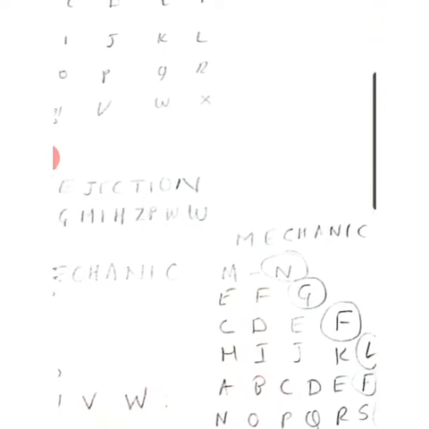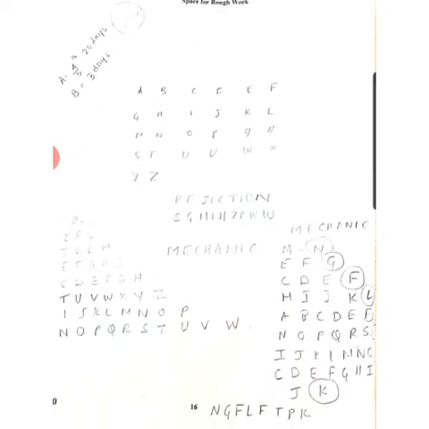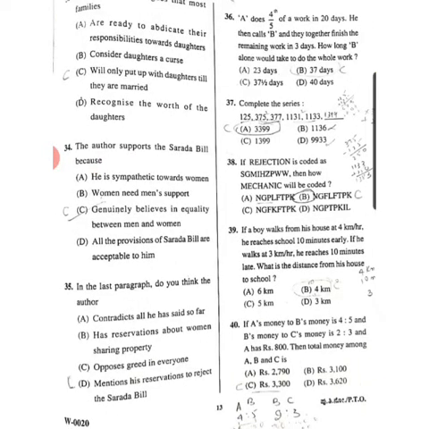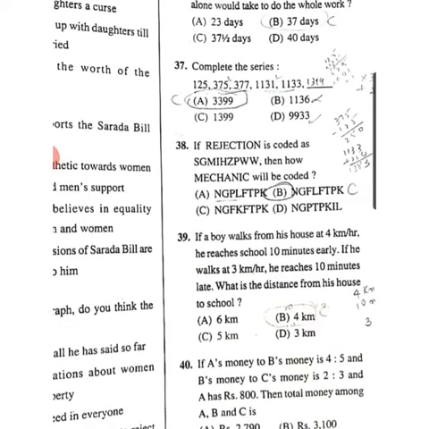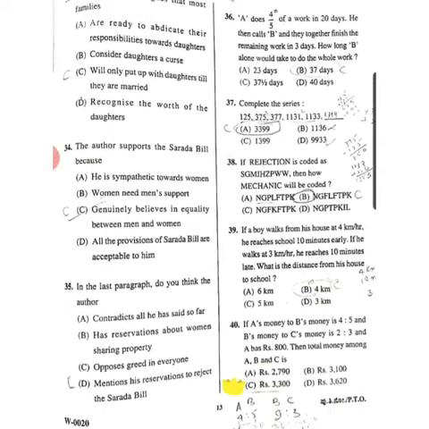Similarly, go to mechanic and then solve it just like that. M and N, then you have E and G, you have C and F, H and L. And after you're done with these few things, just go to the question and see which is matching to it, and you will definitely get the answer. That is the B, NGF, LFTPK. Try to solve it, you will get it, or we will try to solve it in some other video. Number 39 is 4 kilometer. Number 40 is 3,300. That is option C.